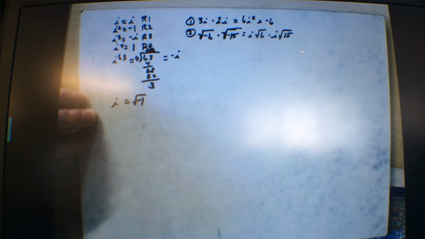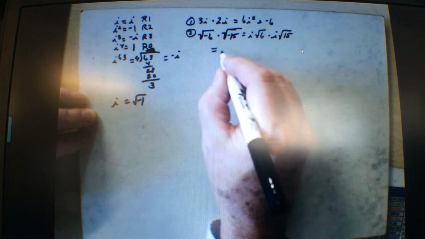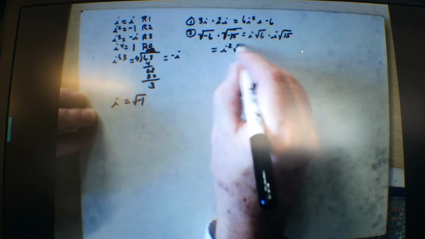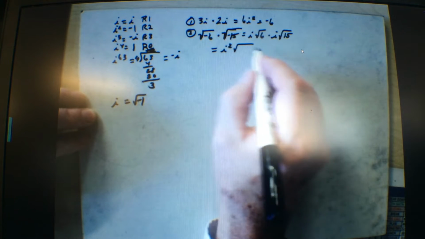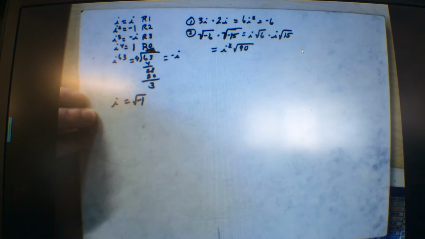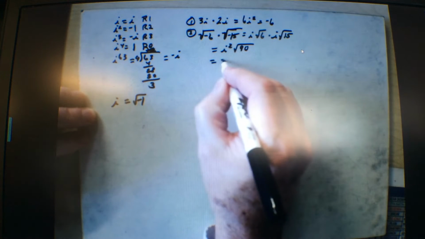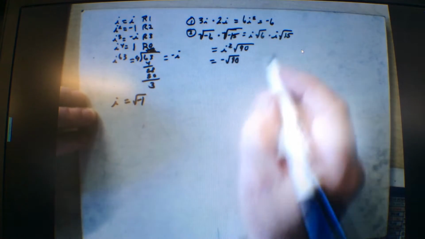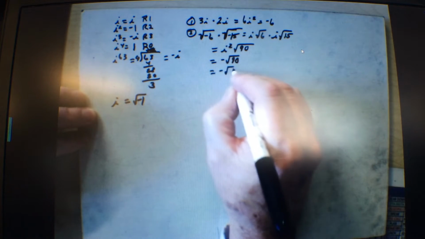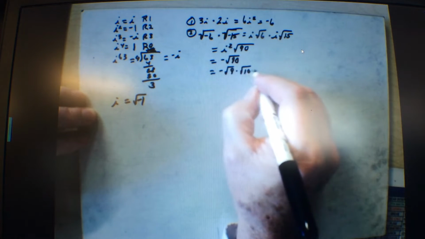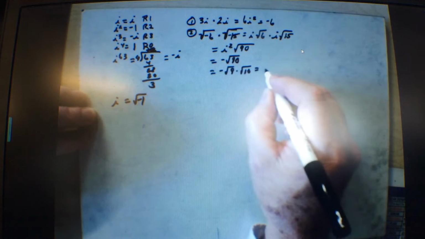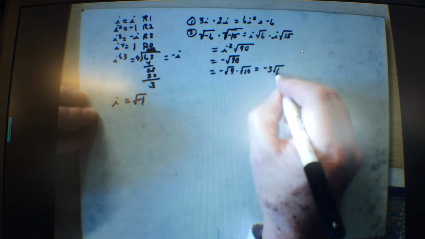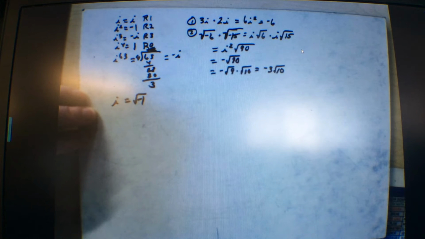So basically now we get i squared times the square root of 90. Is that true? What is i squared? -1. So we have a negative square root of 90. Now we have to look at 90 and make sure there's nothing that goes into it, and there is. I believe 9 goes into it. So what we end up with is -3 square root of 10.